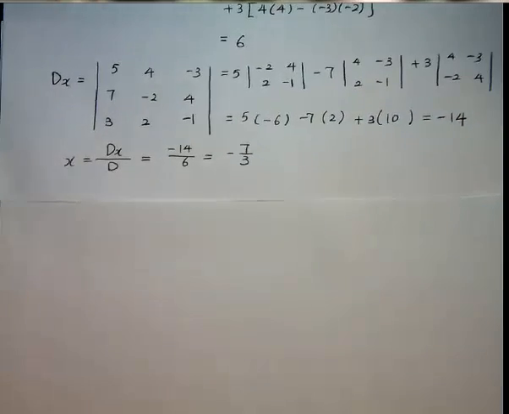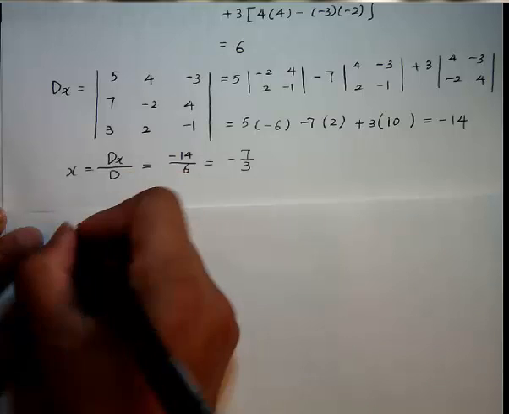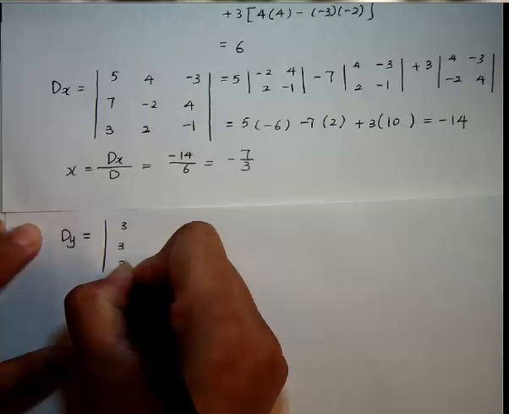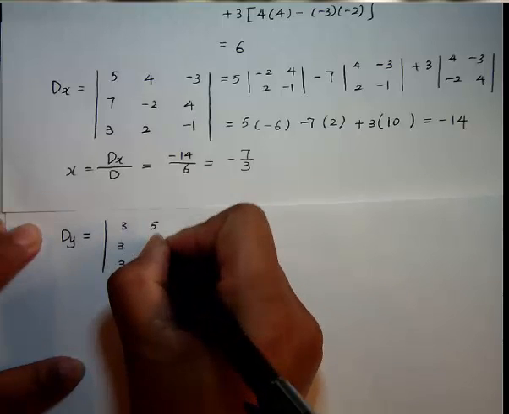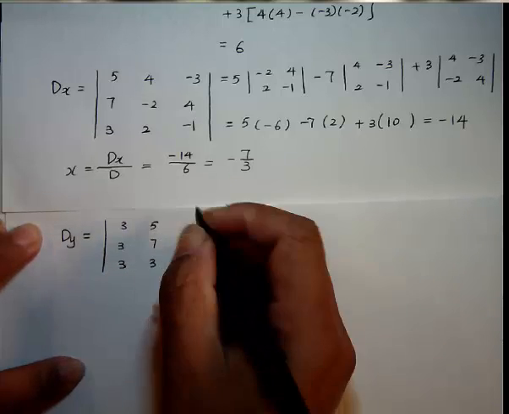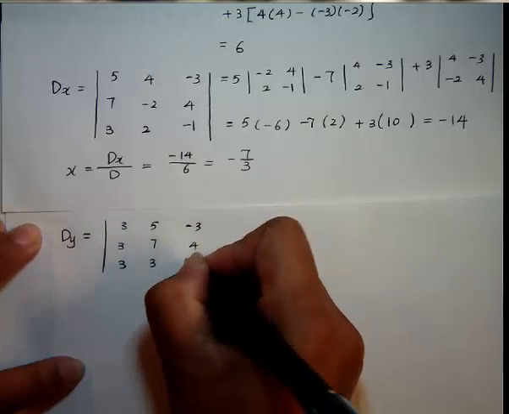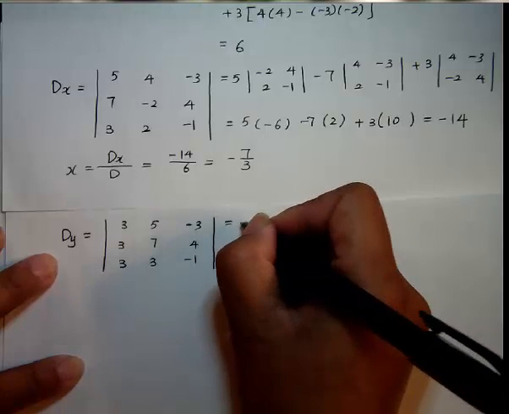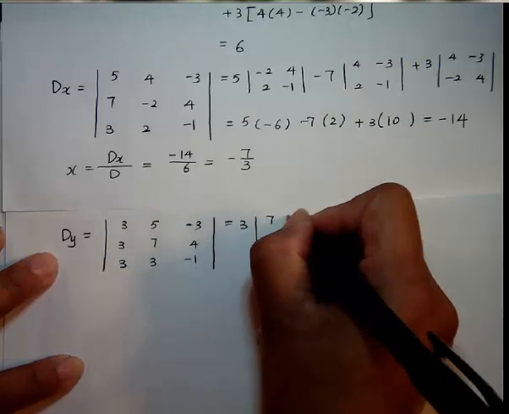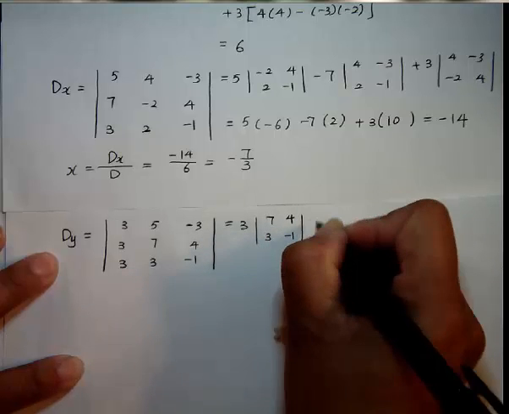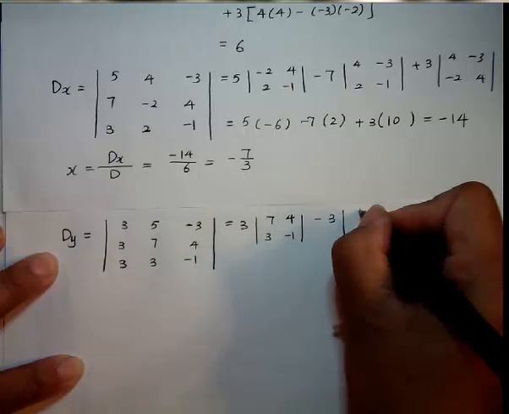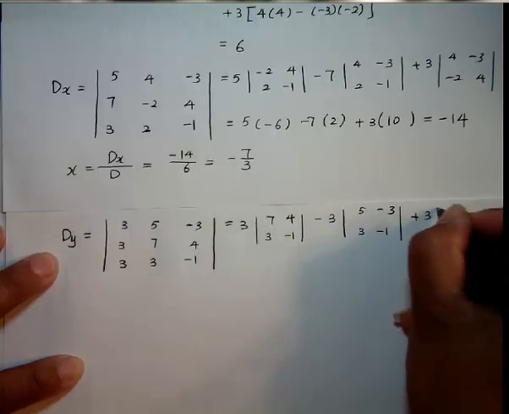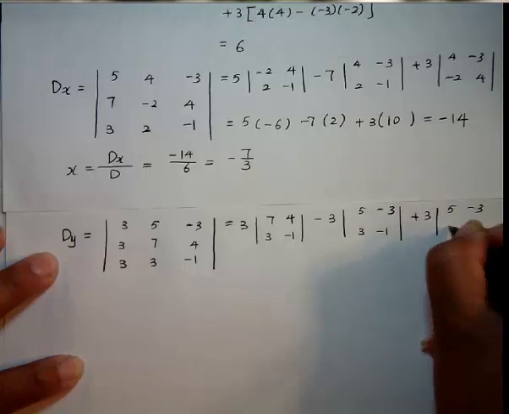Let's take a look at y. Then we find Dy. Replace the y coefficients by the constant vector of 5, 7, 3 and 3, negative 3, 4, negative 1. Similarly, we have 3 and 7, 4, 3, negative 1, minus 3 times 5, negative 3, 3, negative 1, plus 3 times 5, negative 3, 7, 4.